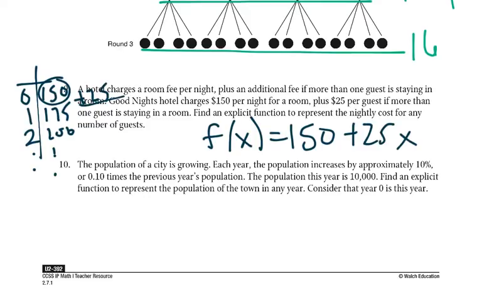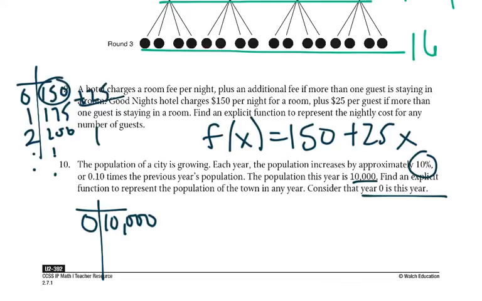The population of a city is growing. Each year the population increases by approximately 10%, or 0.10 times the previous year's population. The population this year is 10,000. Find an explicit function. Okay? Consider that year 0 is this year. So we'd be at 10,000. Now we're growing by 10%. But remember, 10% of 10,000 is 1,000.